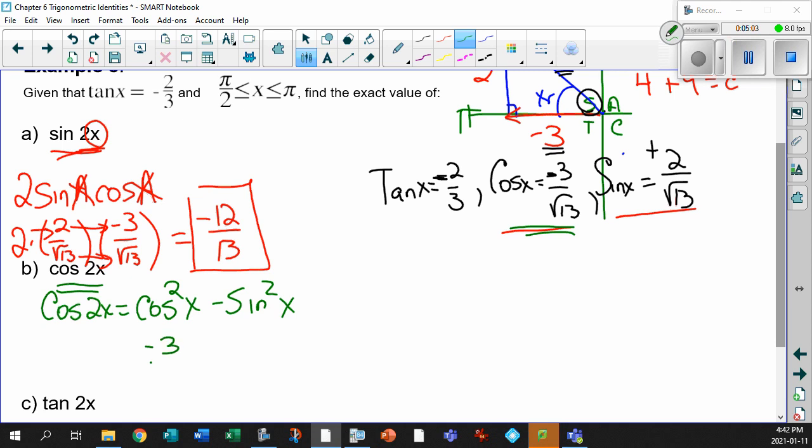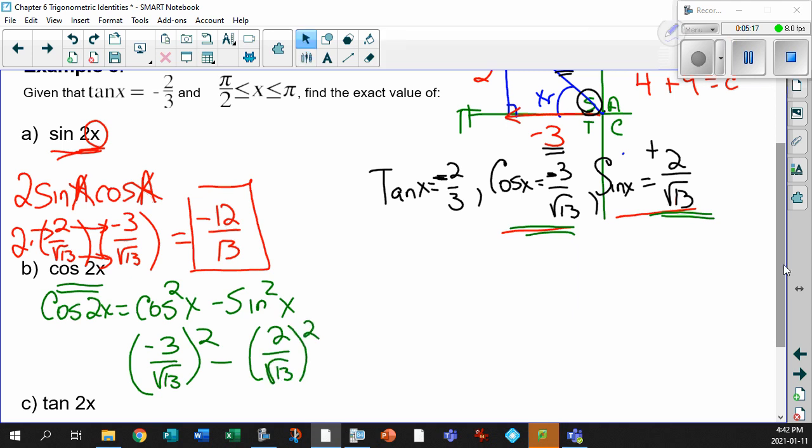3 over root 13. You're going to square it. And this is going to be subtract the sine squared, which is, look at this, 2 over root 13, and that's going to be squared. Okay, let's solve this. That's going to be equal to 9 over 13. Just square it. Square 3 is 9.